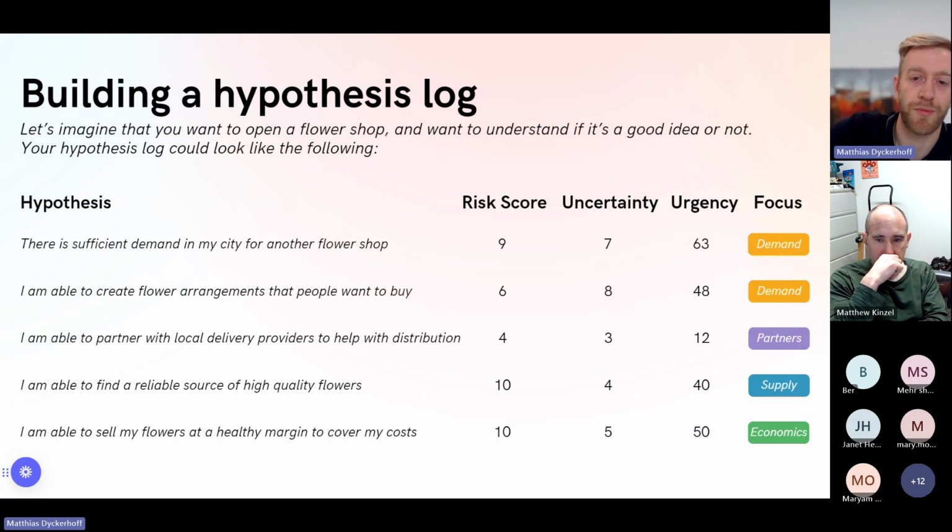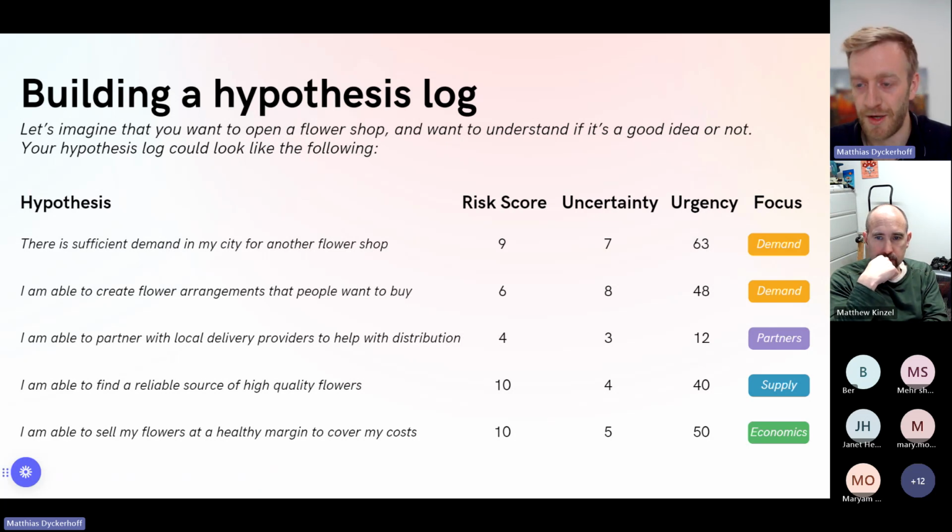But you can see here, each of these hypotheses about the business has an associated risk score. If I'm not able to find a reliable source of flowers, then it's a pretty high risk to the business. In this case, I said maybe there's a low uncertainty, maybe I've done some homework and I've found some providers, so I'm not too worried that that's going to kill the business. But I haven't really done much demand testing, so there's a high risk that there's no demand for another flower shop. And my uncertainty is high, which means there's an urgency around this: if I want to gain confidence that I can build this flower business, then I need to get more data around this hypothesis to lower that uncertainty.